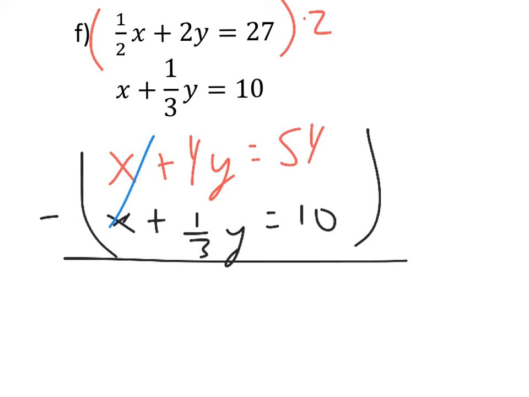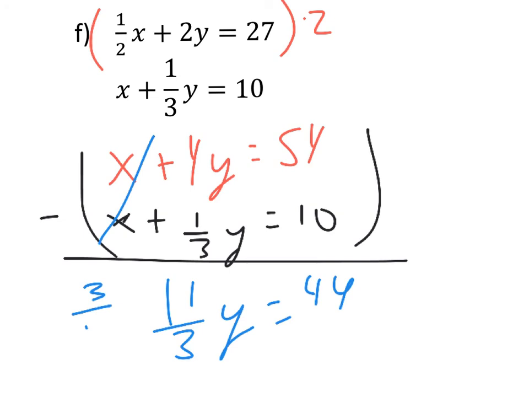And again, as I write that, I'm like, oh, mixed number. Let's make it improper right now. So 3 times 3 is 9 plus 2 is 11/3 y equals 54 minus 10 is 44. I'm going to multiply by the reciprocal, 3/11.